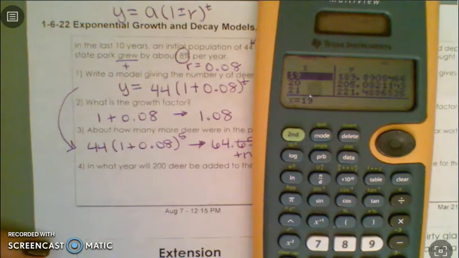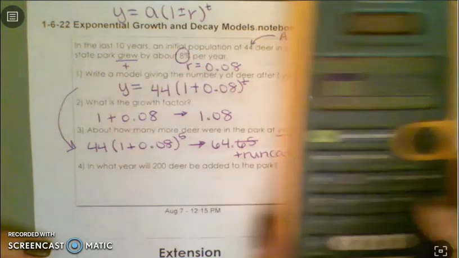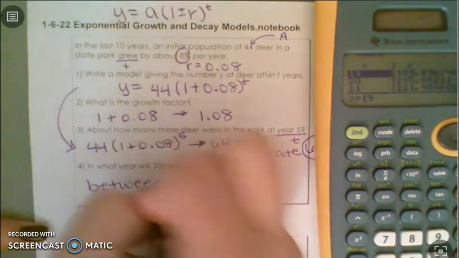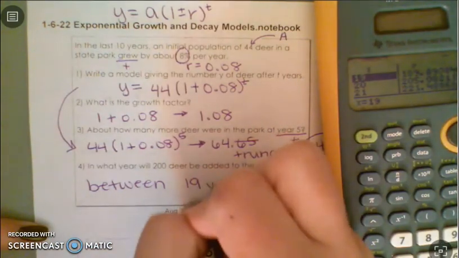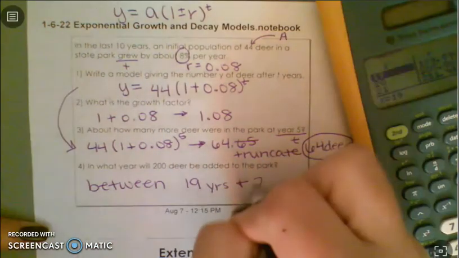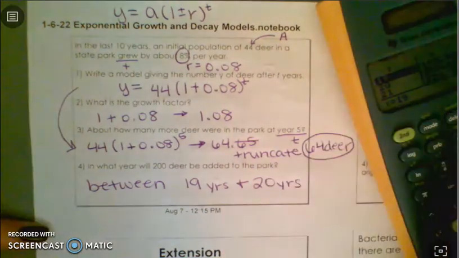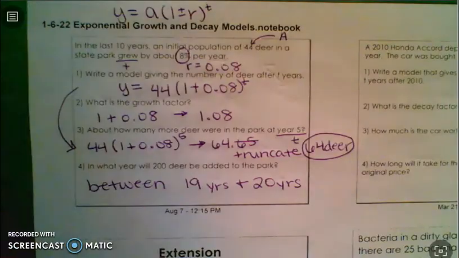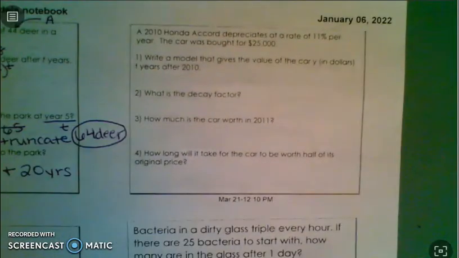So in what year will the deer be added? I'm going to say between 19 and 20. So it's not an exact number because the 200 wasn't exactly on our table. So it's between 19 years and 20 years. Okay, let's go to this next one.